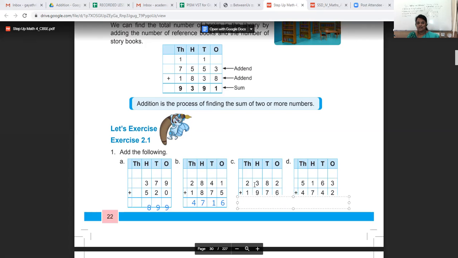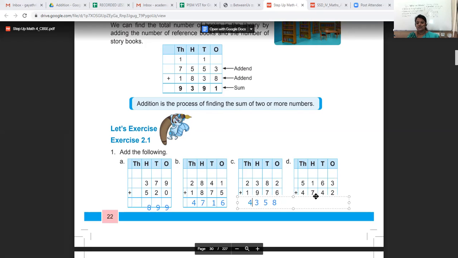Addition of 2382 plus 1976. So we add first the ones. 2 plus 6 ones result to 8 ones, followed with tens place. 8 plus 7 is 15 tens. So 5 is brought down in the tens position and 1 is carried to hundreds. So 1 plus 3 is 4 plus 9 is 13. So 13 hundreds, we have 1 to be carried to thousands. 1 plus 2 plus 1 results to 4. So we have got the answer of this addition as 4358.